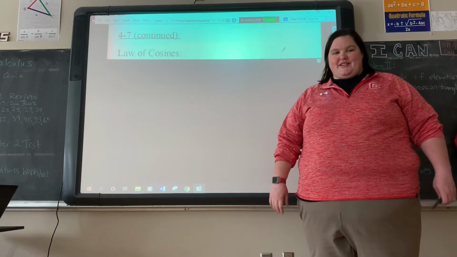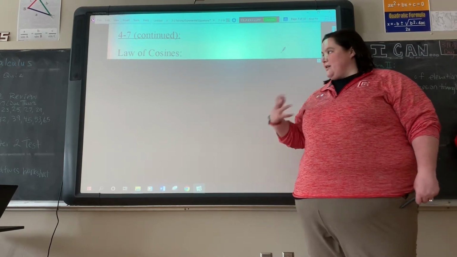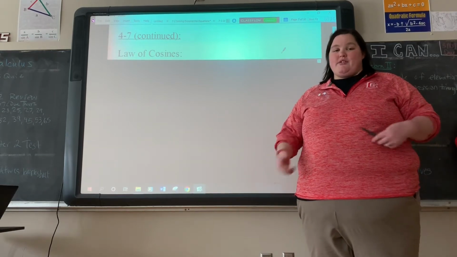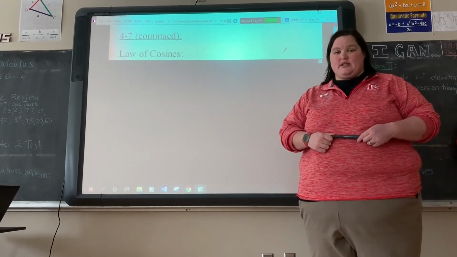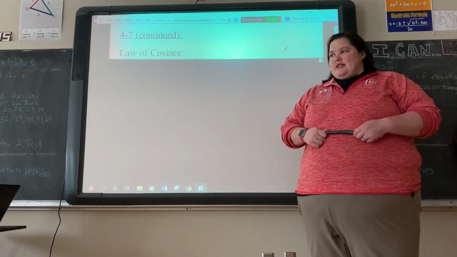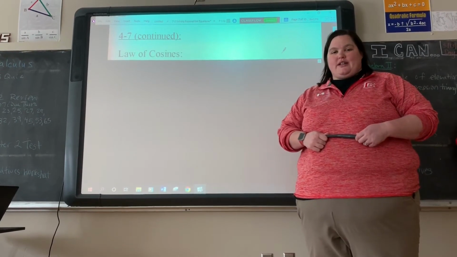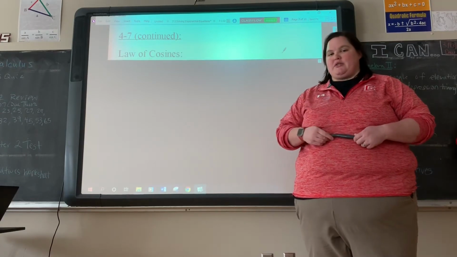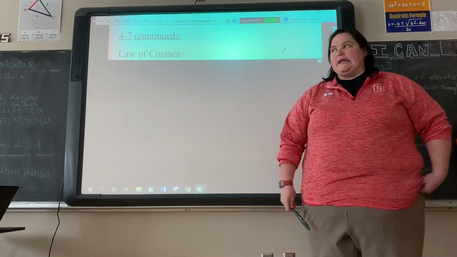Here for my second lesson for you guys. We talked last week about the law of sines. Now we're going to talk about the other way to solve non-right triangles, and that is the law of cosines. This one isn't quite as user-friendly. Law of sines is pretty straightforward because once you get the ratio set up, it's just cross multiplication.